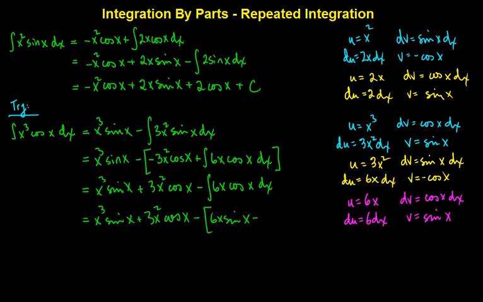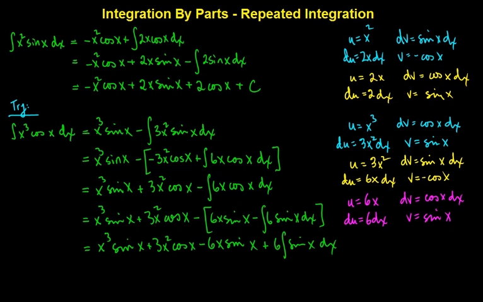And I will simplify one more time. And now all we need to do is to integrate the sine x, which is negative cosine x, and that'll do it. And so here was an example where we needed to use integration by parts 3 times. And that wraps it up.